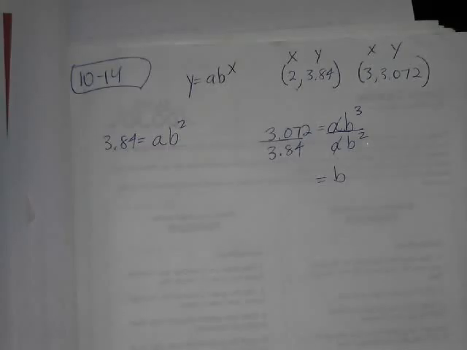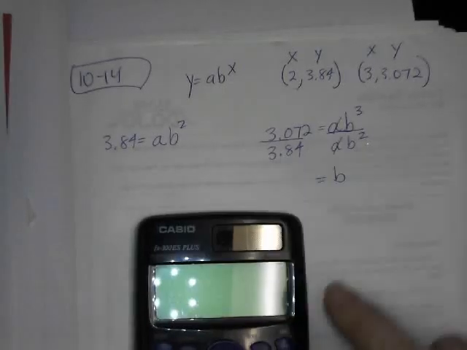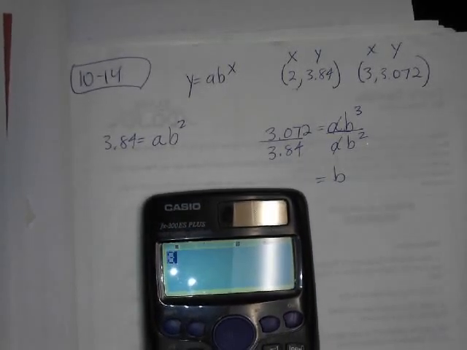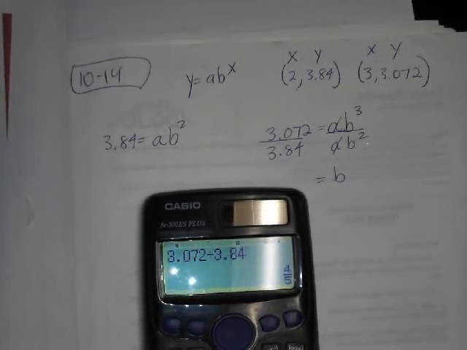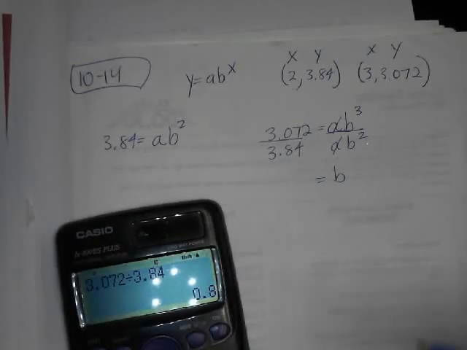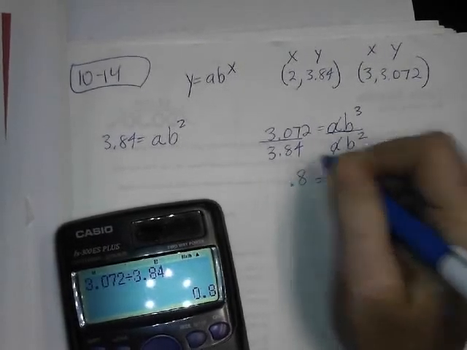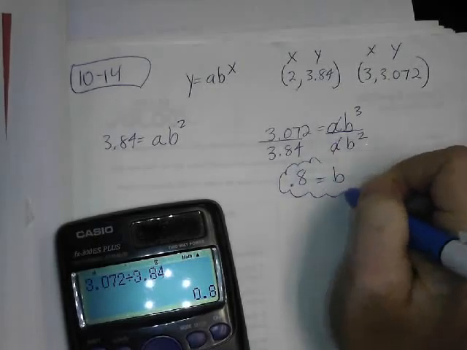Yeah, what do you got? Wait, no, never mind. 3.072 divided by 3.84. Oh, isn't that nice? So B's 0.8. So that's a good thing to know.